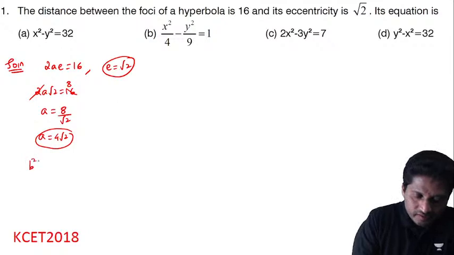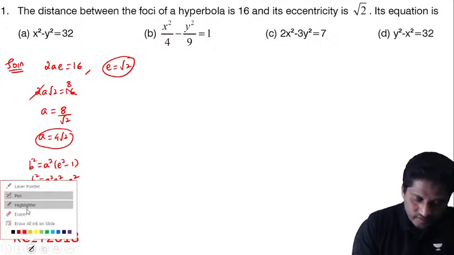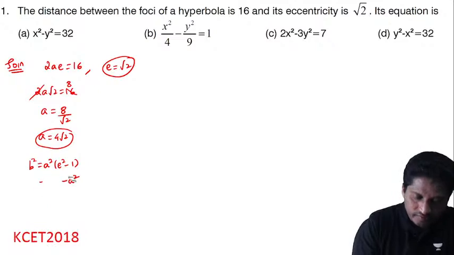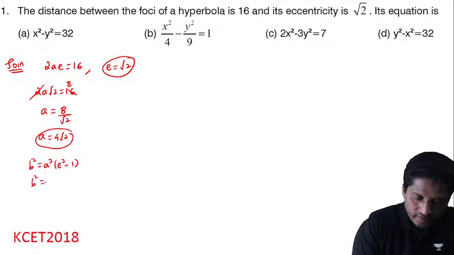b square is equal to a square into e square minus 1. Now b square is equal to a square e square minus a square. I can substitute here only. b square is equal to a square, which is 16 into 2, is 32, into e square minus 1, which is 2 minus 1. So b square is equal to 32.